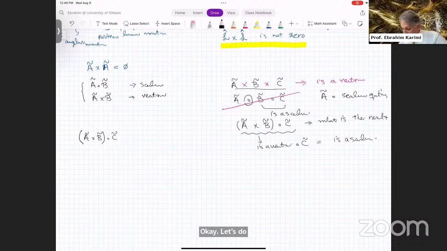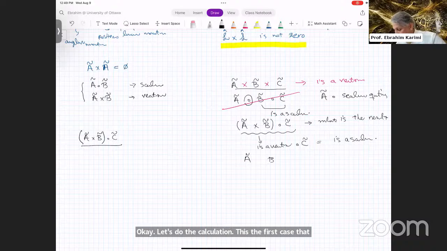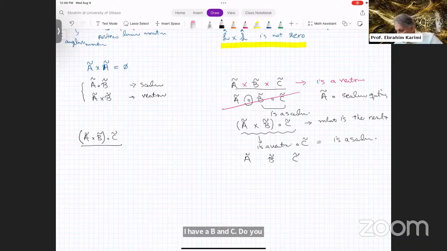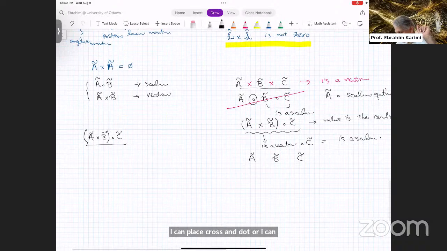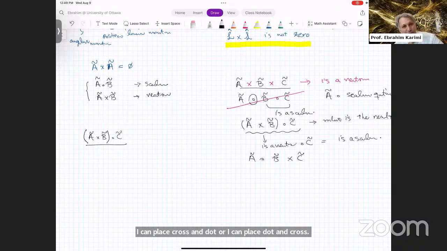That's the first case that we have to do. Do we have other things? I have A, B, and C. Do I have other options to place dot and cross? I have two places. I can place the cross in both, I can place the dots, which is not permitted, I can place cross and dot, or I can place dot and cross, which later on I will show you is identical.